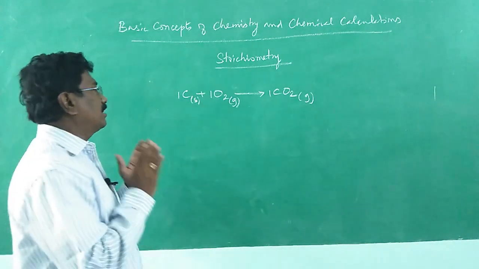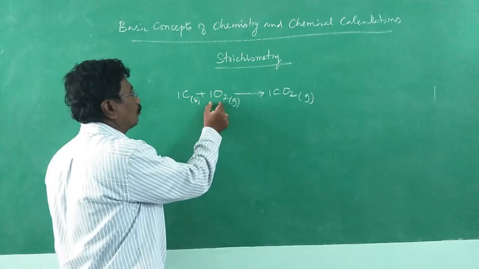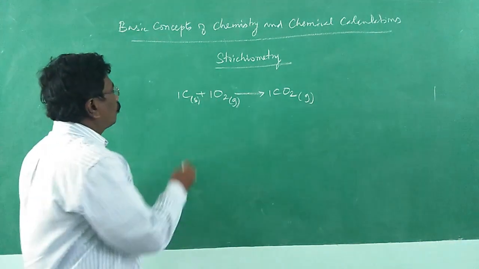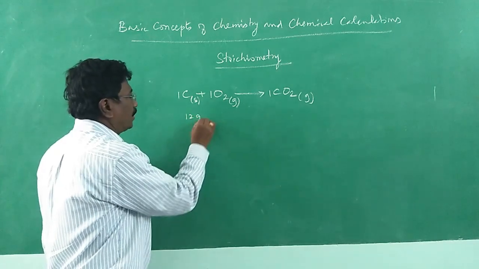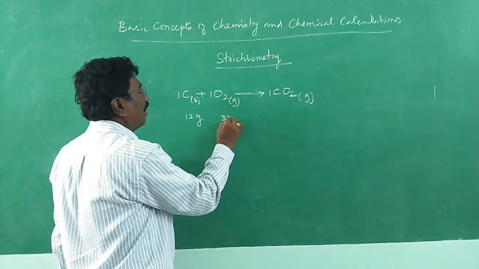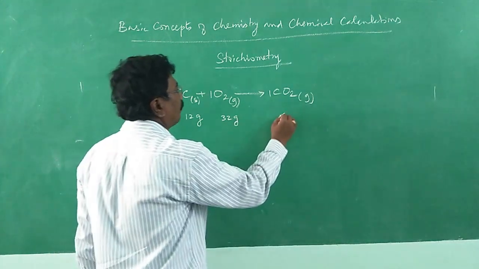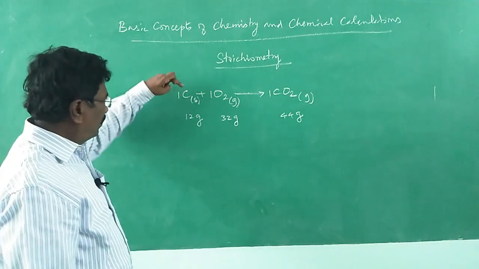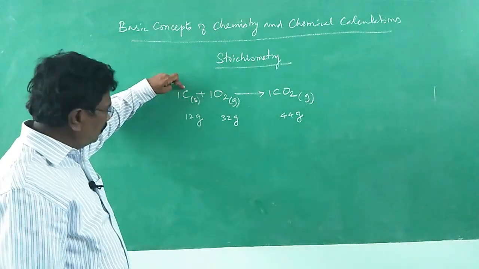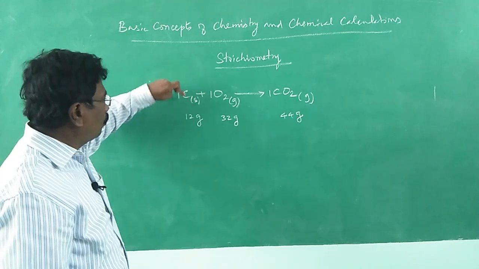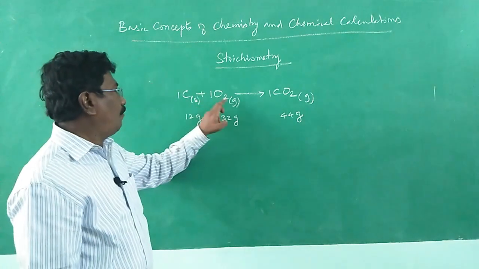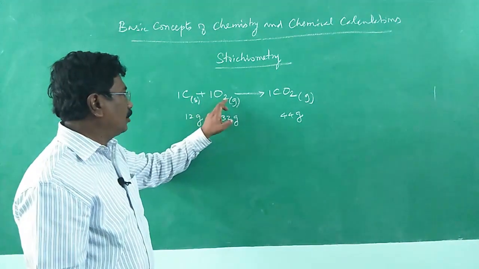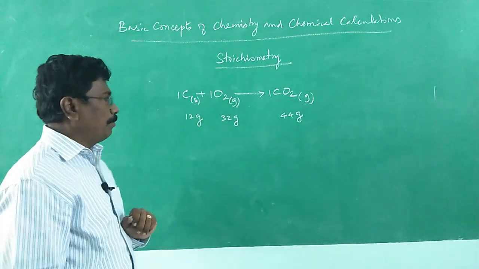Now I said 1 mole of carbon reacts with 1 mole of oxygen to give 1 mole of carbon dioxide. I may also say 12 gram of carbon combines with 32 gram of oxygen to give 44 gram of carbon dioxide. Carbon exists in the form of atoms, so the atomic mass is 12 gram per mole. For oxygen, the molar mass is 2 into atomic mass, 32 gram per mole.